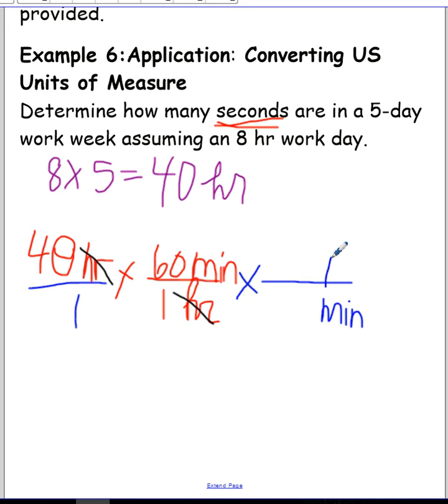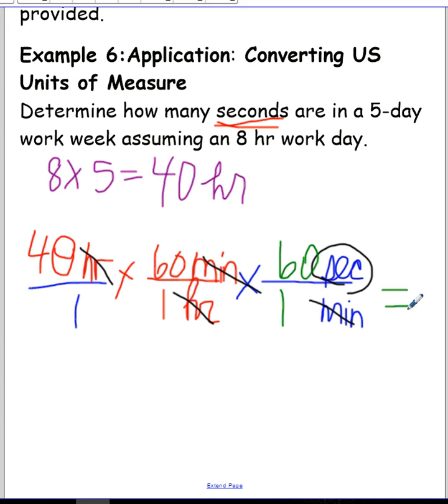And we're going to keep seconds. So minutes went on the bottom, so I can cancel minutes with minutes. And finally, I have the seconds, what my answer requires. And then I can put in, again, that 1 minute is equal to 60 seconds.